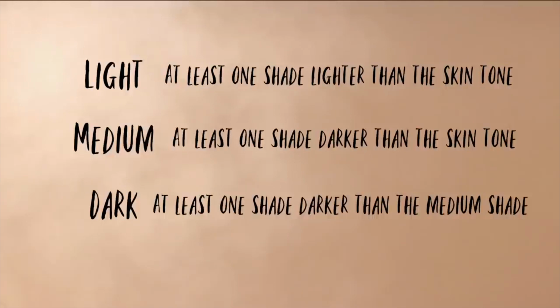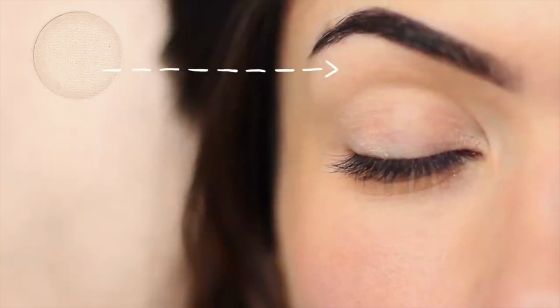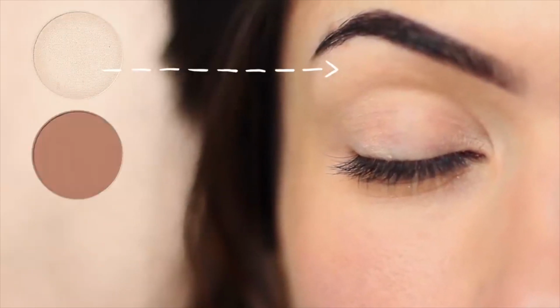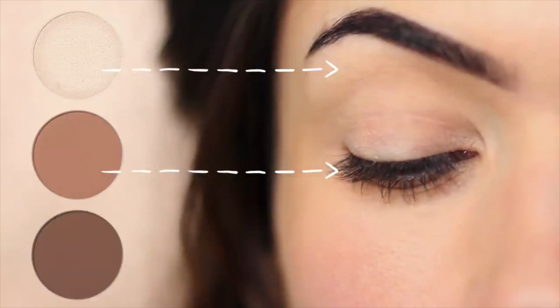Now I'm going to use neutral shadows just to keep it simple, but you can use colors. You just follow the same pattern of the light, medium, and dark. So for example, for my skin tone, I have my lighter shade, 1 shade lighter than my skin tone. My medium shade, at least 1 shade darker, and then my dark shade, which is 1 shade darker than the medium.